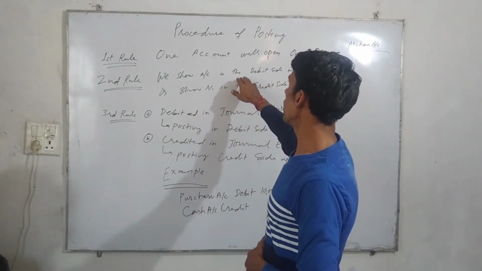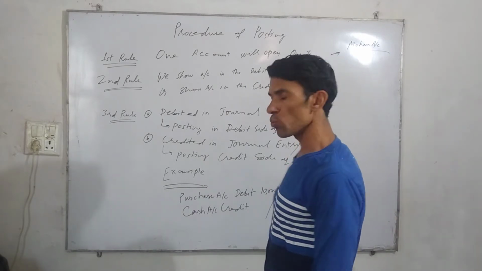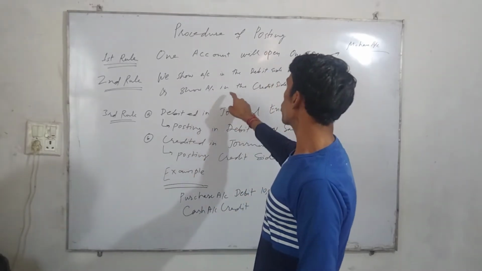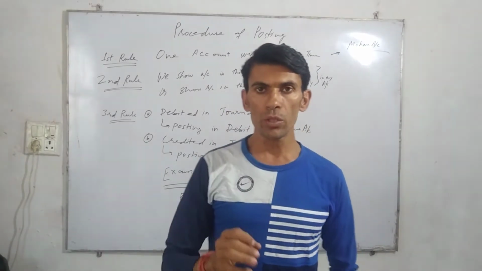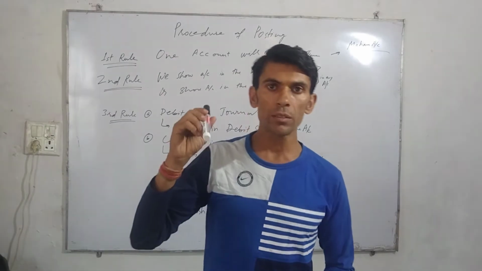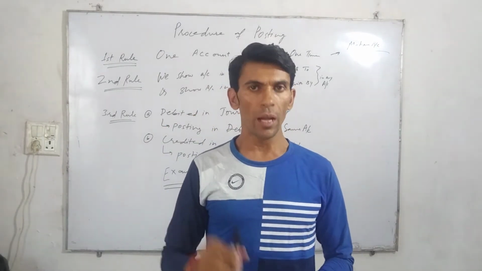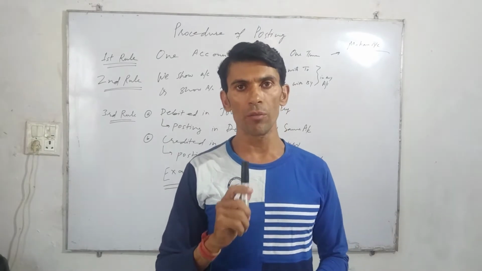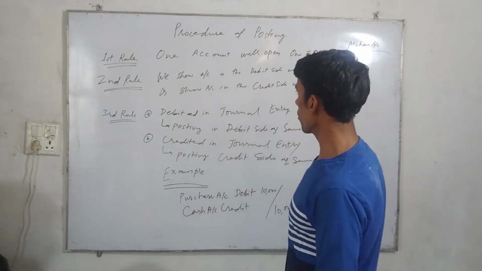Second rule, we show account in the debit side with 'To' and show account in the credit side with 'By'. When we open the account, in its debit side we will show with 'To', and in the credit side we show with 'By'. It is a very simple rule.